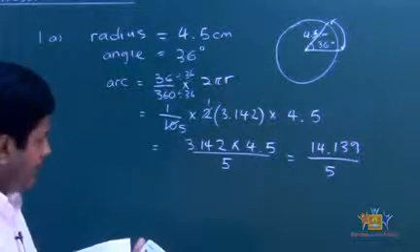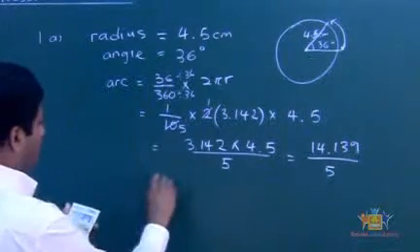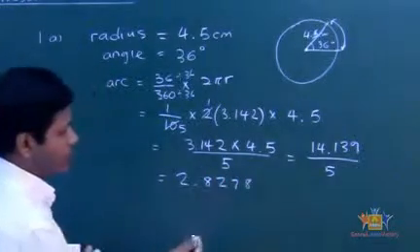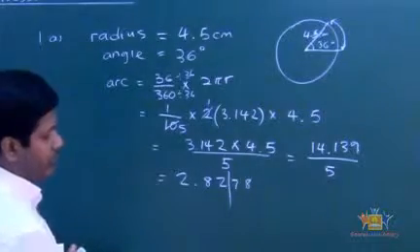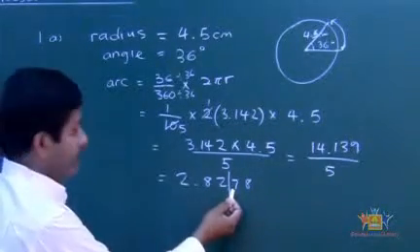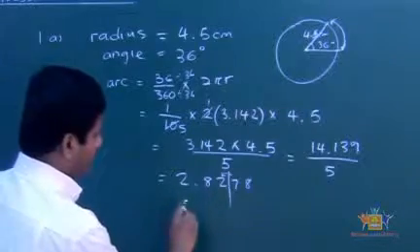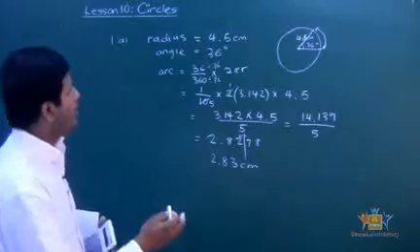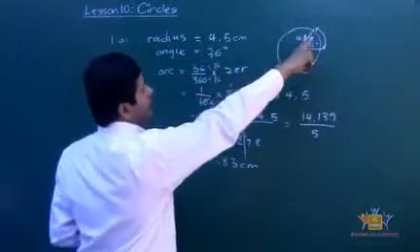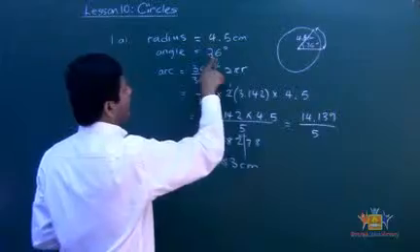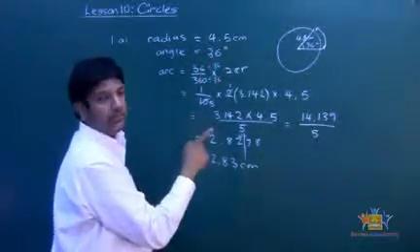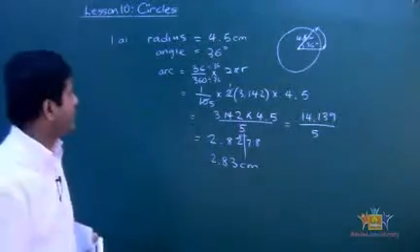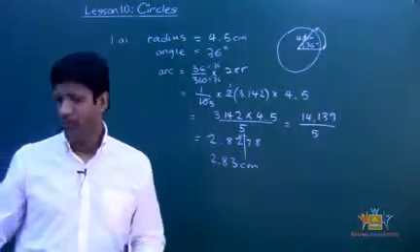Okay, now you take 14.139, you divide that by 5, that gives you 2.8278, and we're going to round it to 2 decimals. All right, the 7 is greater than 5, so that means we're going to add 1 to the 2, it becomes 2.83 centimeters right there. So the arc length of that circle, for 36 degrees at the center, would be 2.83 centimeters. Pretty easy, isn't it? Straightforward. All right, okay, good.